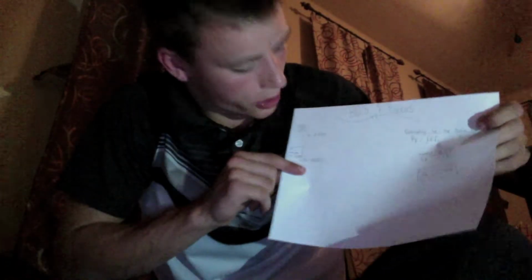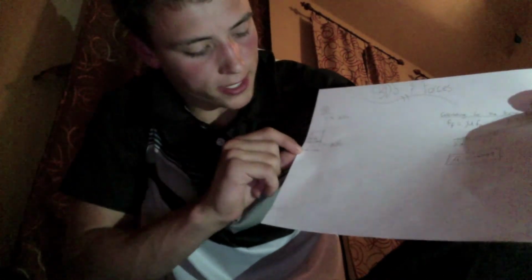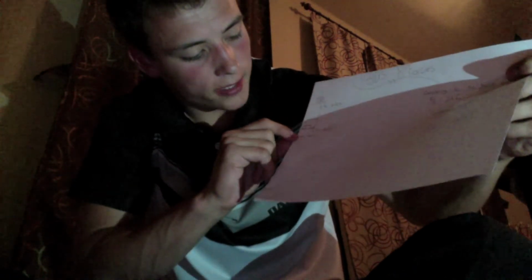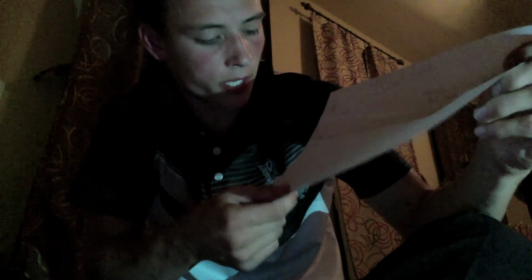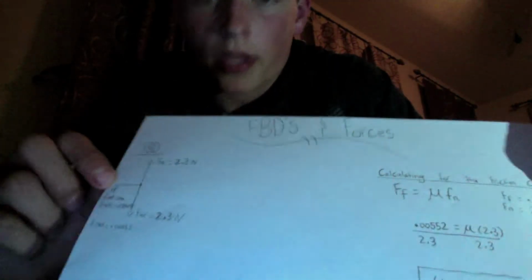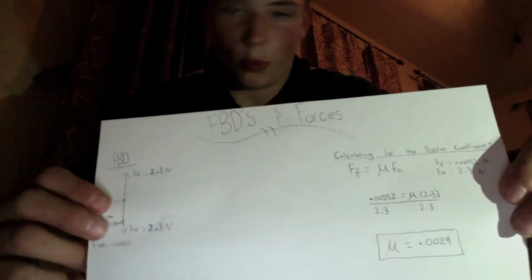To find our force friction, we got our force net is equal to mass times acceleration. So we got our mass, 0.23 kilograms, times our acceleration, 0.024, and we got our force net to be 0.0052. So that's our free body diagram.